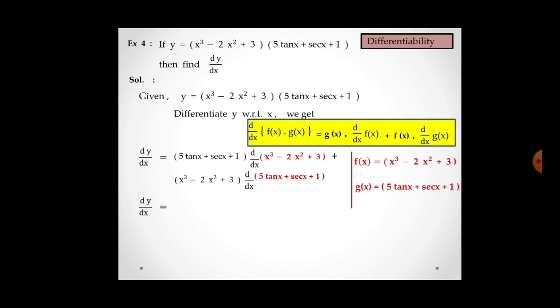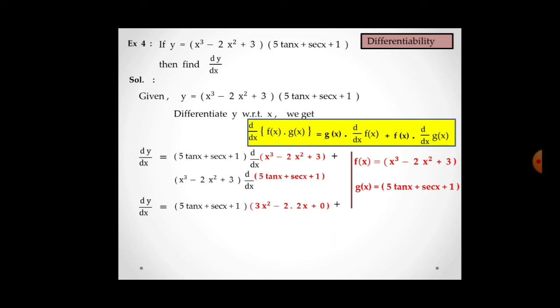Okay, next step, 5 tan x plus secant x plus 1 as it is. Now I am writing the derivative of this bracket function, the derivative of x cube. Now this is subtraction and addition form. Individually you write a derivative, like x cube individually, x square individually, 3 individually. So d by dx of x cube is 3x square, minus 2 as it is, x square is 2x, and 3 is 0. X square derivative is 2x. This 2 we keep as it is. This one we should not differentiate. 3 derivative is 0. Okay, I hope you understood.